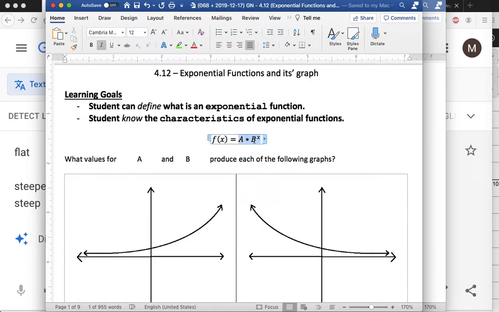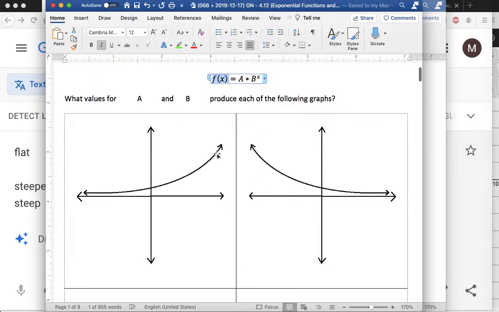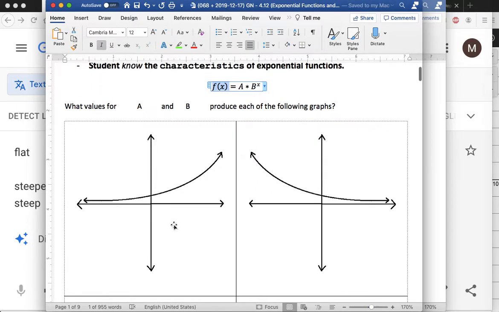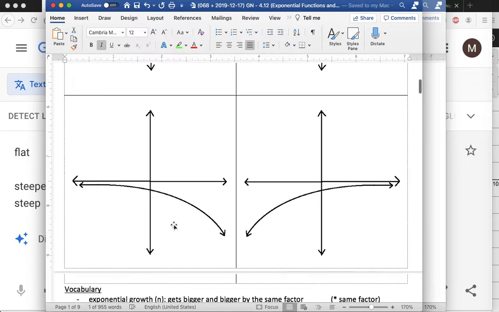Here, a and b are numbers. Reminder, the symbol f of x is just like a y. And your graphs are going to look like one of these four.